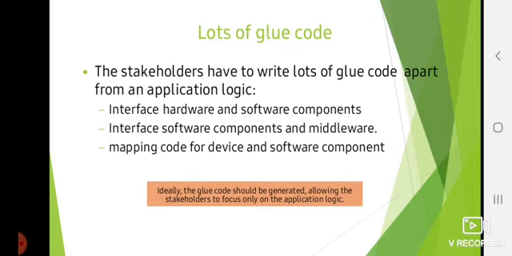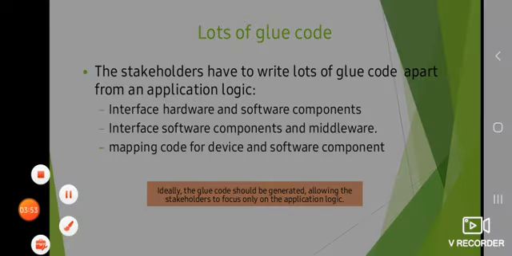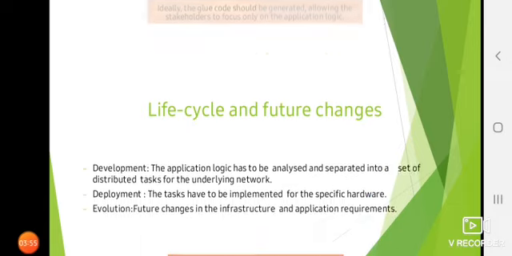Next, we are going to see about lots of glue code. The stakeholders must write lots of glue code apart from the application logic. Firstly, we interface the hardware and software components. Next, the interface of software components.